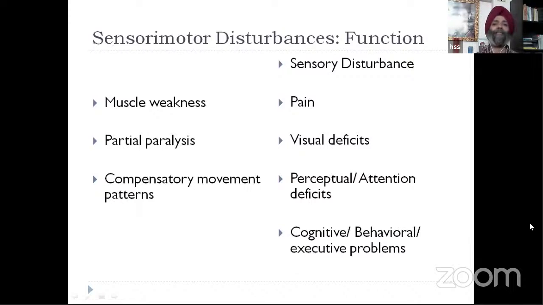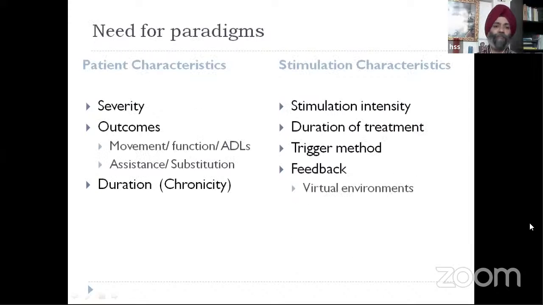So all these impairments, especially in patients with head injury and stroke, can lead to secondary impairments in the central as well as the peripheral nervous system. So based on the patient's characteristics, that is, what is the severity, depending on what outcome we expect from the patient.